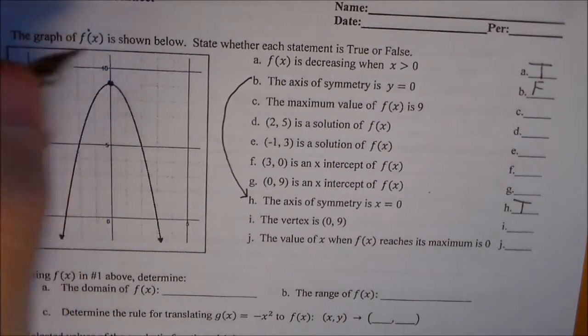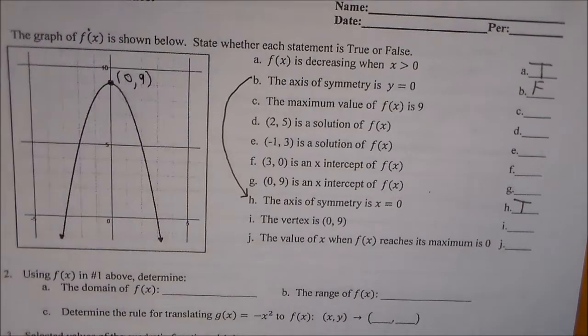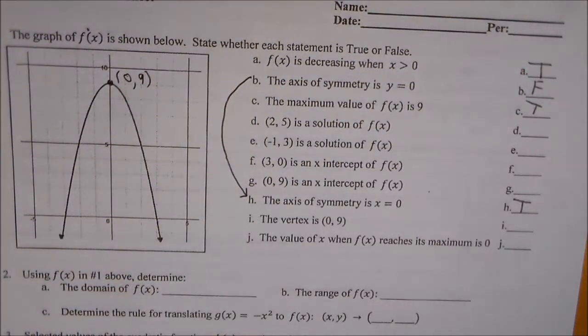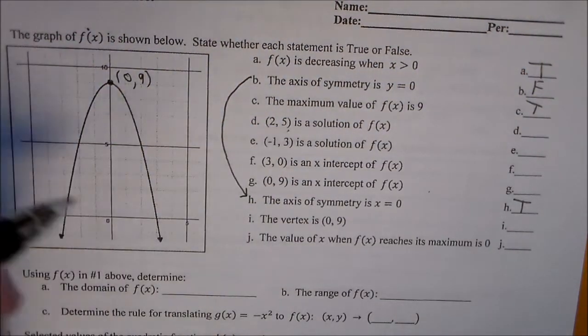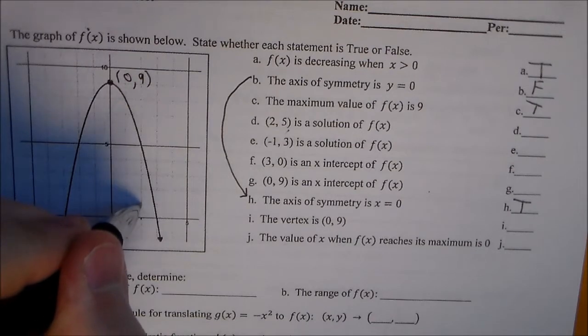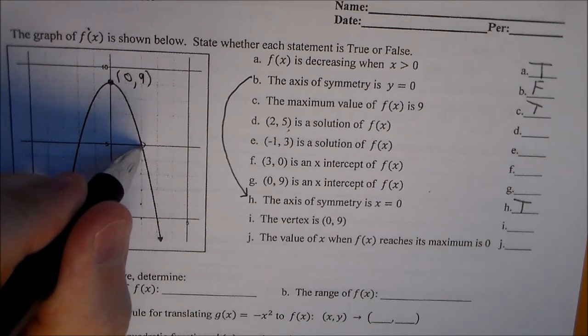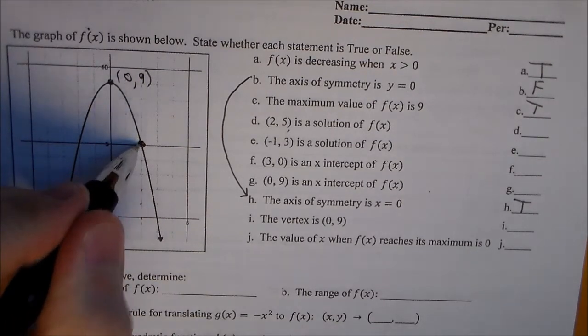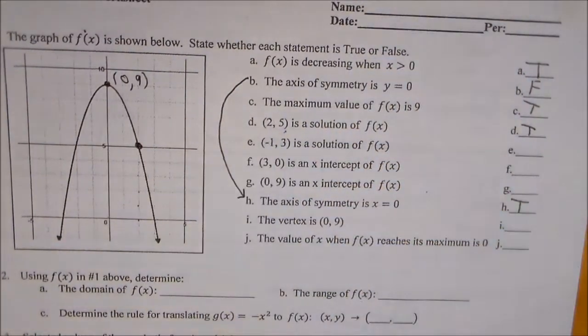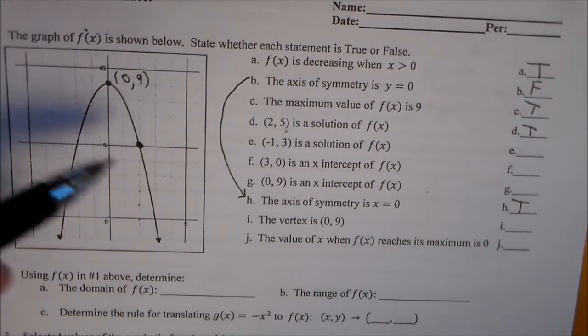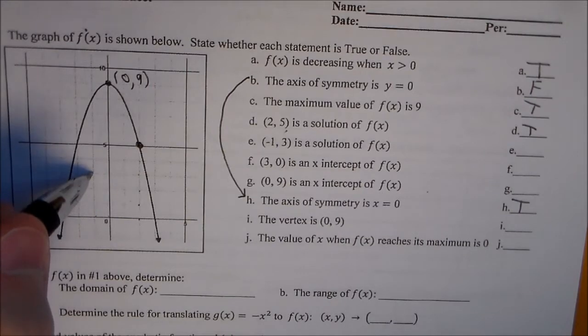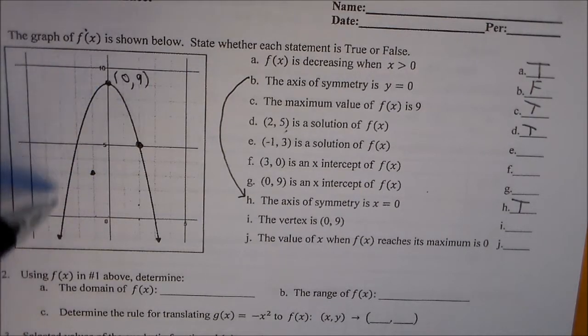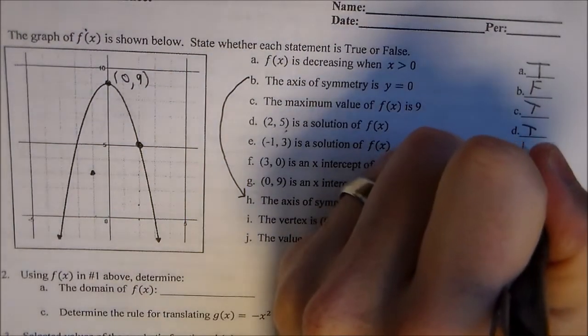So that tells us right here it hits 0, 9. So that is its maximum. That's true. 2, 5 is a solution. So if I go over 2, up 1, 2, 3, 4, 5, it does appear that that is a solution because that is a point on the graph. Negative 1, 3. Negative 1, 3 puts us there. That is not on the graph of our parabola, so that is not a solution.